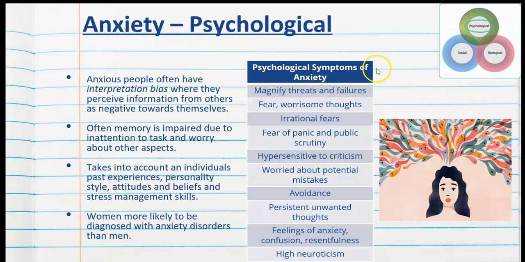So the psychological symptoms of anxiety may include magnifying threats and failures, fear and worrisome thoughts most of the time, if not all the time, irrational fears, as I said before, fear of panic and public scrutiny, so tend to self-isolate as a result, very, very sensitive to criticism, worrying about potential mistakes even if they haven't happened yet, avoidance of social situations or avoidance of situations where they may be triggered, persistent unwanted thoughts, feelings of anxiety, confusion and resentfulness, and very high neuroticism, as I said before.